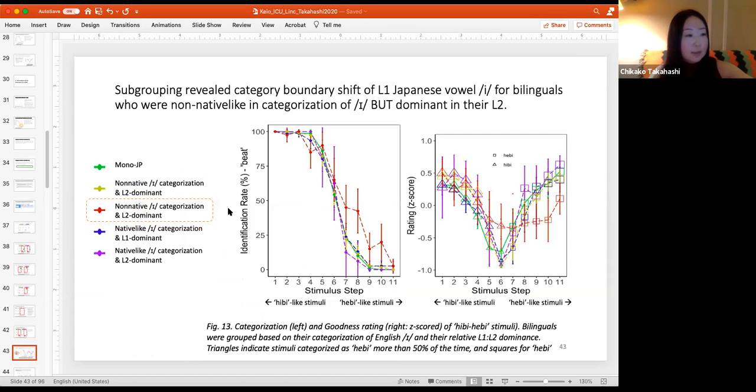We also looked at the perception result again using the same subgrouping. This subgrouping revealed a clear category boundary shift of Japanese vowel E for bilinguals who were non-native-like in categorization of E, but dominant in their L2. This is indicated by the red line in the categorization task result in the figure on the left, and also the goodness rating task result on the right. So why does it look like this particular group is expanding the perceptual category boundary of E onto E?